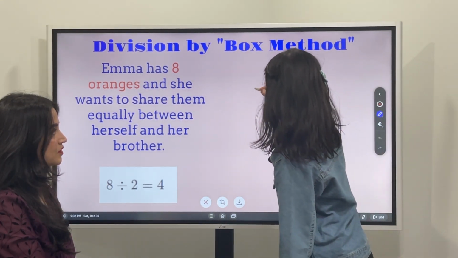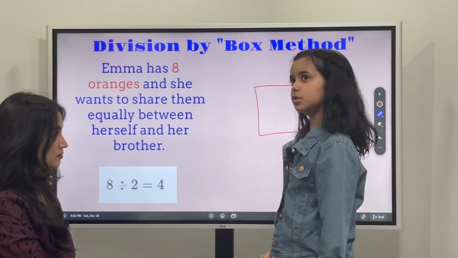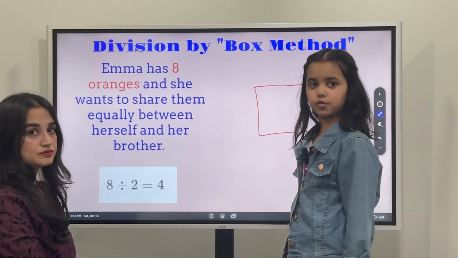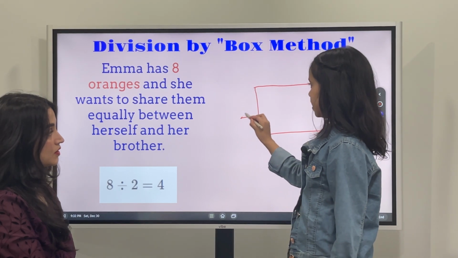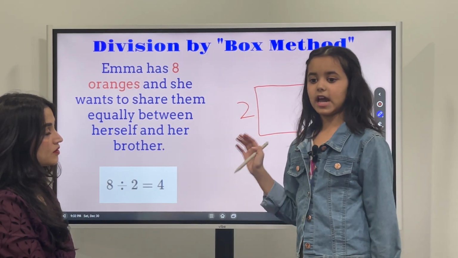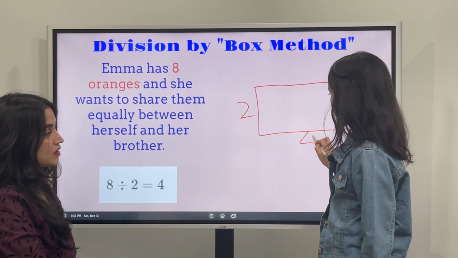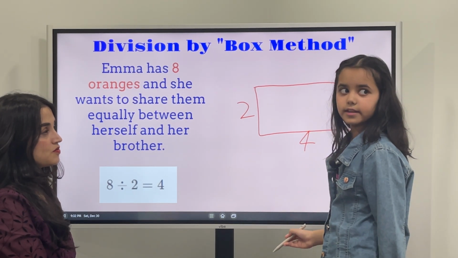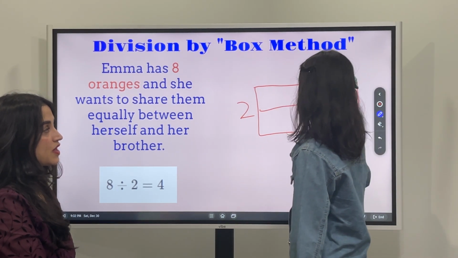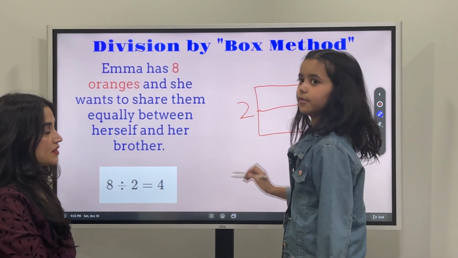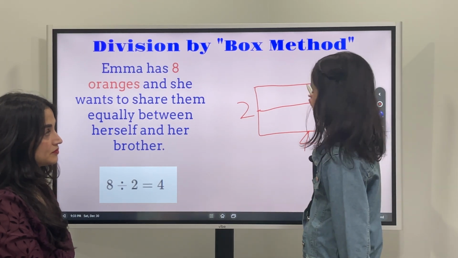So we have 8 oranges and 2 people. So 2, and then I know that the answer is 4 because 4 plus 4 equals 8. So the left side will be how many groups you want, and the bottom will be how many go in each group equally. That's the answer. And the middle part.